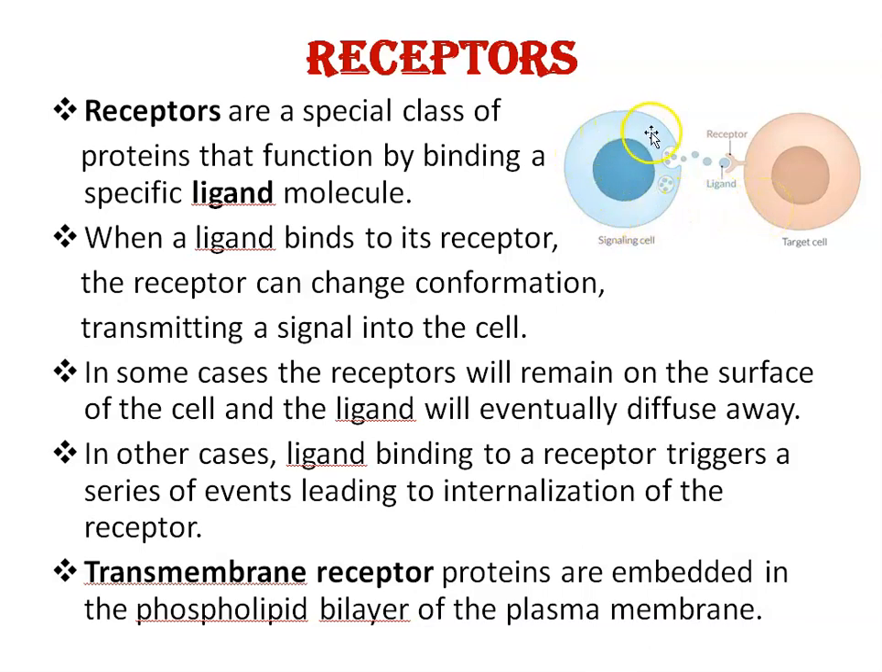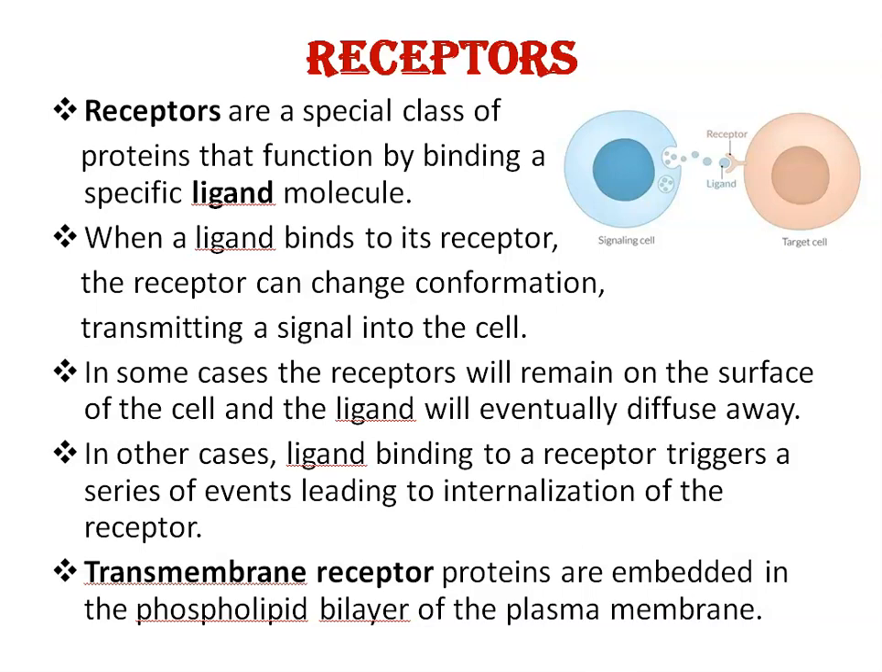Ligands are released by this signaling cell and received by the target cell, as the target cell has a receptor on its surface, and this ligand will bind to this receptor. When a ligand binds to its receptor, the receptor can change conformation and transmit a signal into the cell. In some cases, receptors will remain on the surface of the cell and the ligand will eventually diffuse away. In other cases, ligand binding to a receptor triggers a series of events leading to internalization of the receptor.